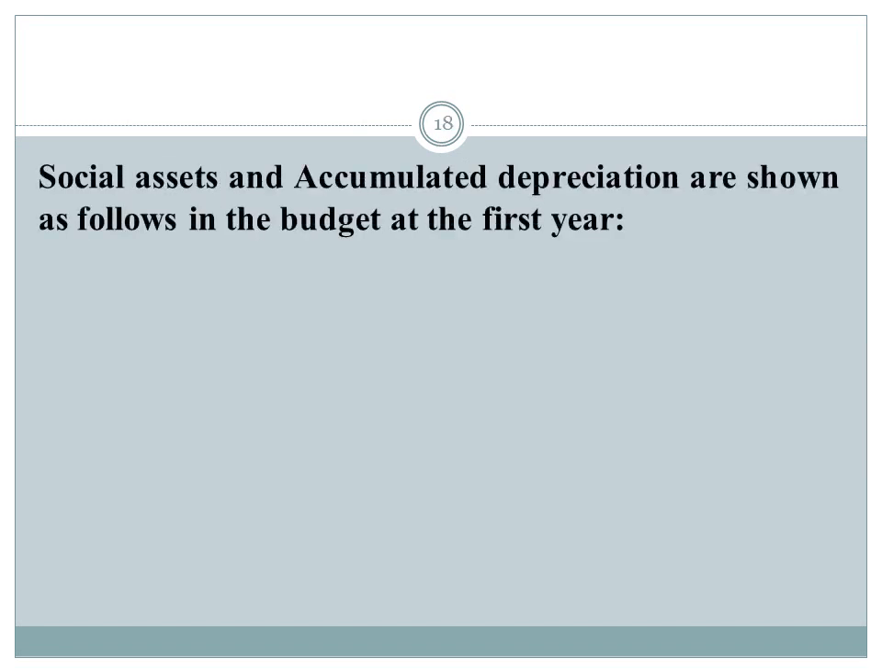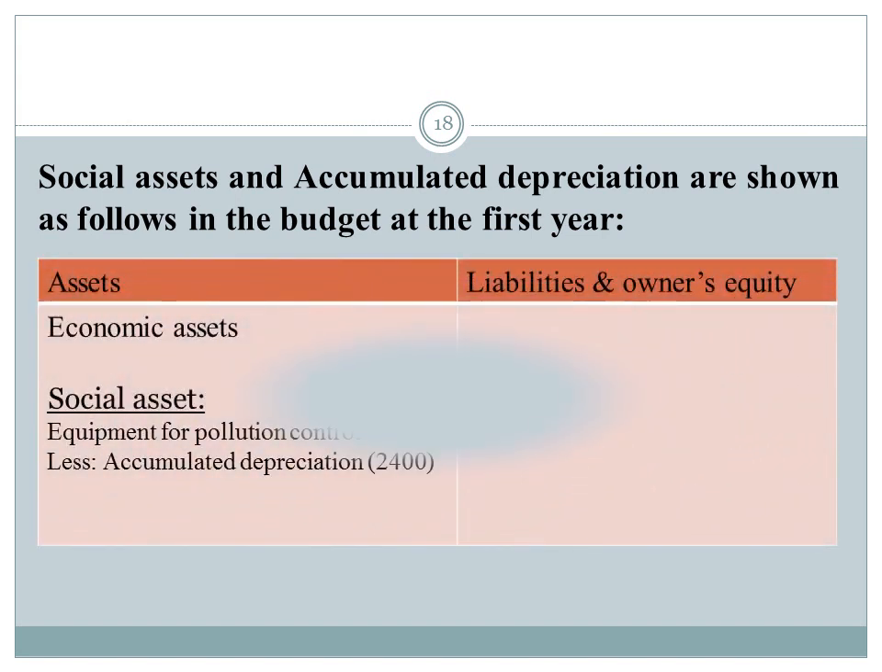Another type of statement is the budget or balance sheet. This statement consists of assets, liabilities, and owner's equity. On the left side, assets, economic assets, social assets, equipment for pollution control 24,000, less accumulated depreciation 2,400.